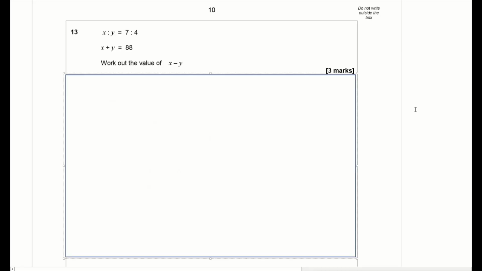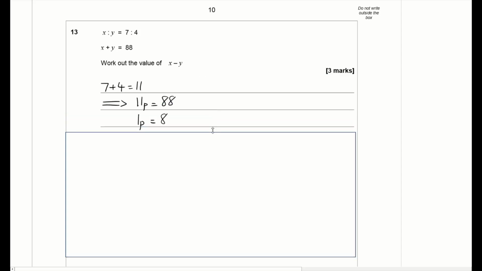Question 13. x to y equals 7 to 4, x plus y equals 88, work out the value of x minus y. Now sometimes questions that would ordinarily be quite simple are asked in unfamiliar ways. All this question is really saying is that you have these two components x and y that can be divided into a ratio of 7 to 4 and that their sum is actually 88. So it's really saying just divide 88 into the ratio 7 to 4.